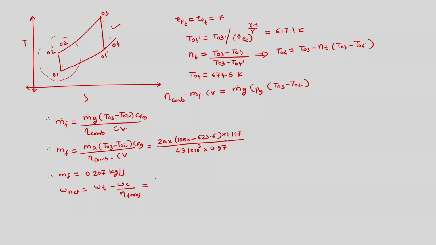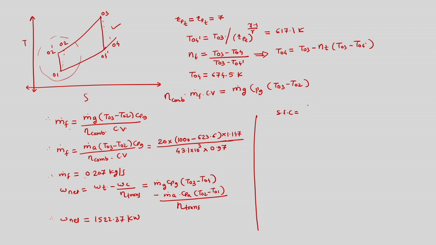So we can calculate W net, which is equal to Wt minus Wc divided by transmission efficiency. Wt is m dot gas Cp of gas into T03 minus T04, minus m dot air Cp of air into T02 minus T01, divided by transmission efficiency. Knowing all the quantities, we can calculate W net, and that would turn out to be 1522.37 kilowatt. We can calculate specific fuel consumption as mass flow rate of fuel into 3600 divided by W net, and specific fuel consumption will turn out to be 0.49 kg per kilowatt hour.